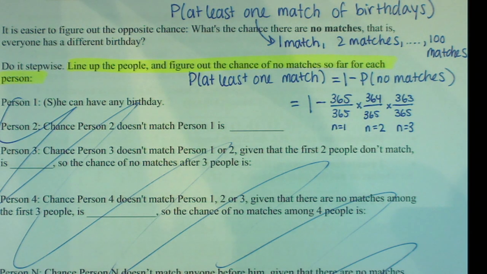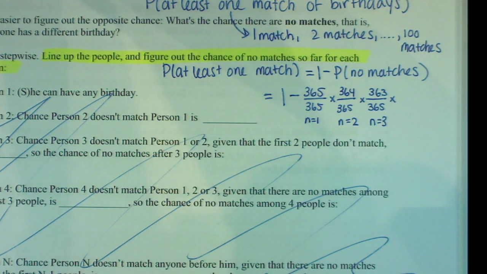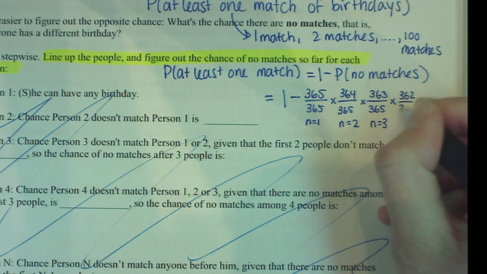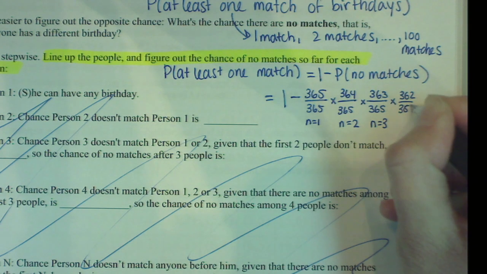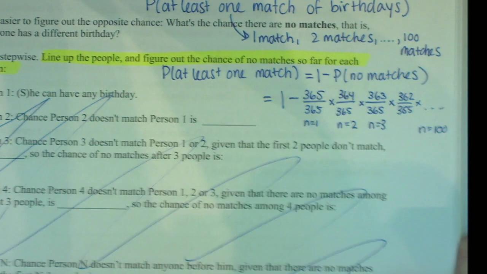You kind of see the idea that every time we add a person, the probability of the next person not matching gets smaller, right? So like the fourth person, the chance that they don't match the three of us, well, there's 362 remaining days out of 365. And I'd have to do this all the way up to n equals 100.